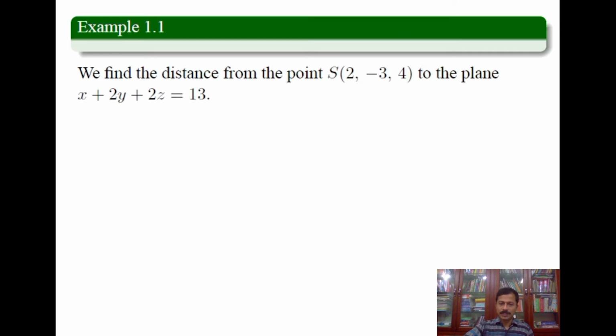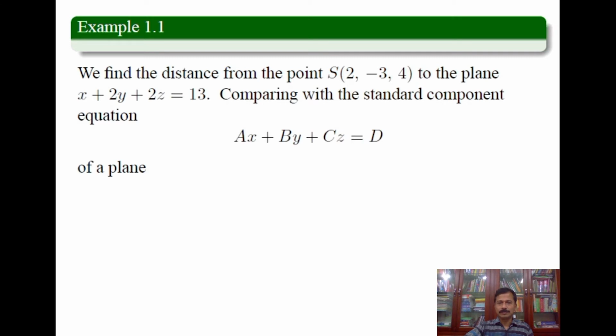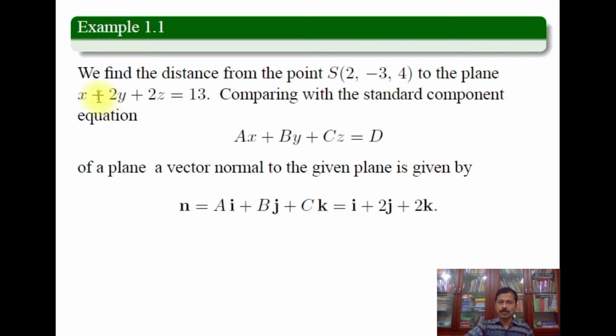We find the distance from the point S with the coordinates (2, -3, 4) to the plane x + 2y + 2z = 13. Comparing with the standard component equation ax + by + cz = d of a plane, we have here a is 1, b is 2 and c is 2. So a normal to the given plane is given by n = i + 2j + 2k.